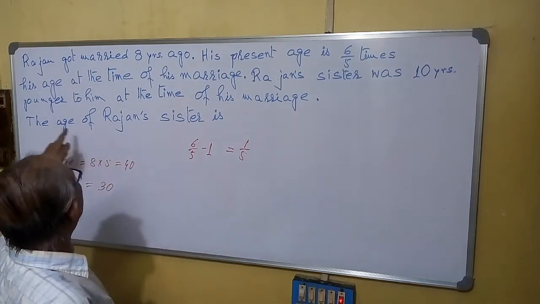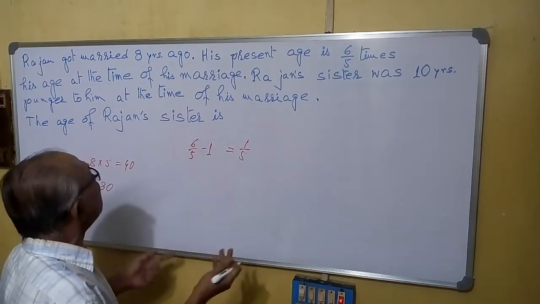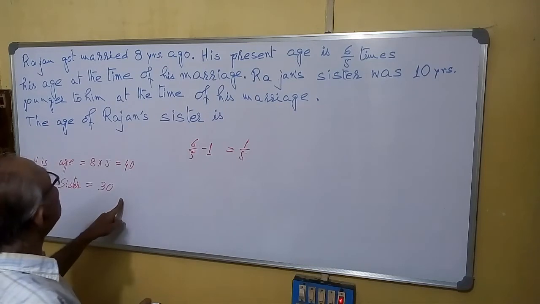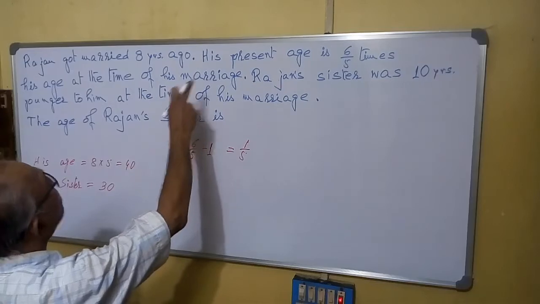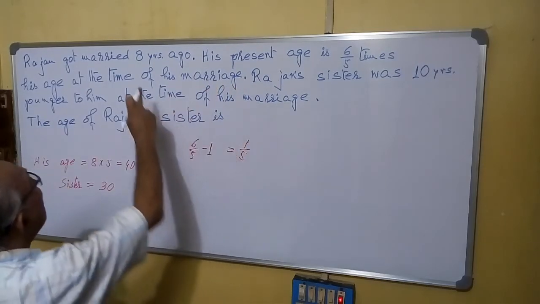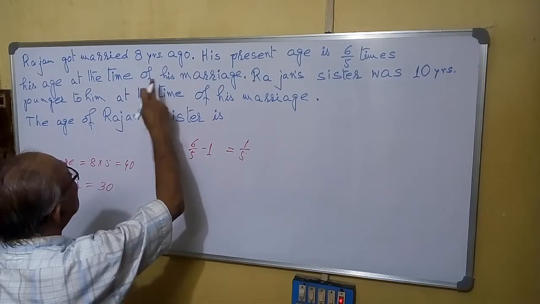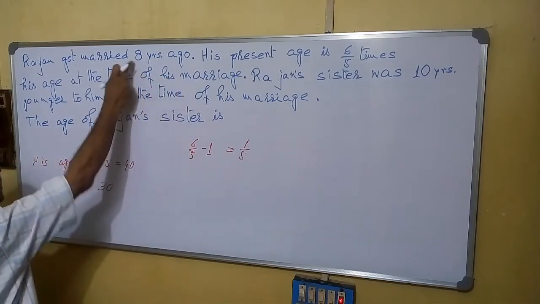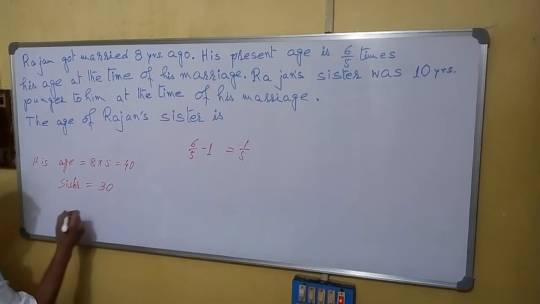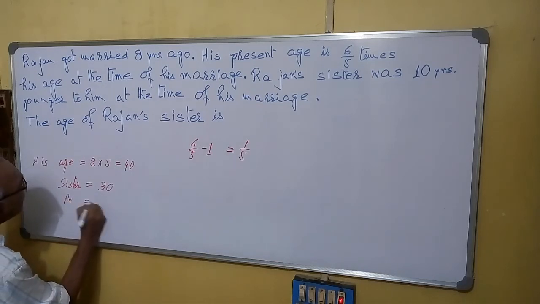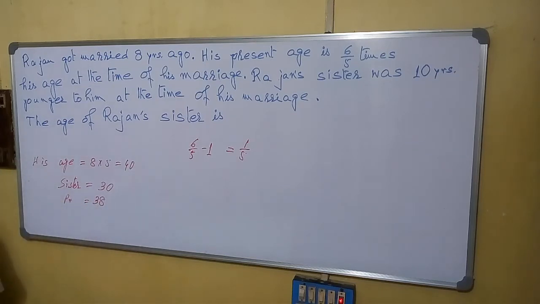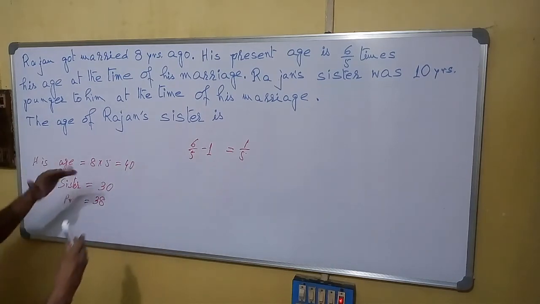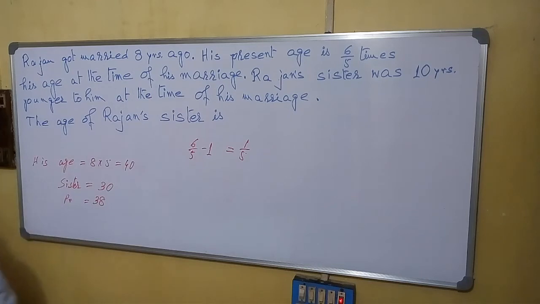Now, what is the age of Rajan's sister? That means the present age of Rajan's sister. So it was 30 during marriage. So his present age is 8 years increased, because Rajan got married 8 years ago. 8 years ago the sister's age was 30. So present age will be 30 plus 8 equals 38. You can do this complete sum mentally. I am just showing how to do this type of sums.